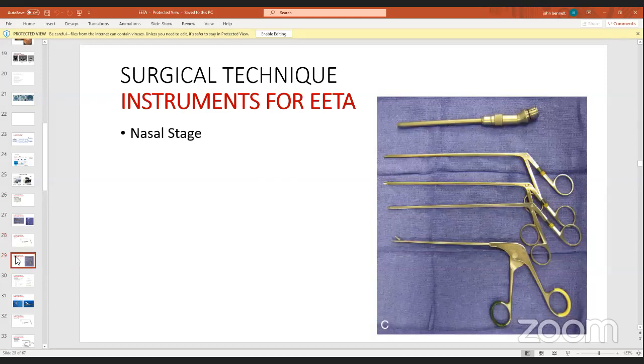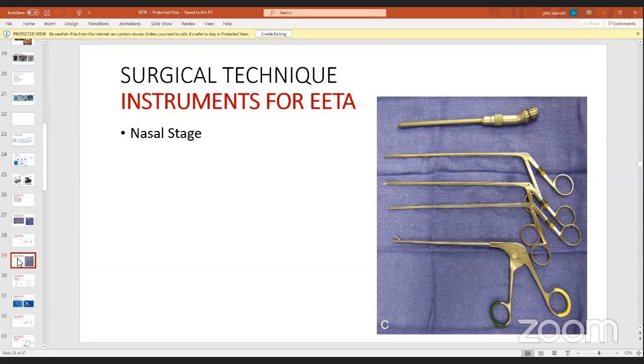Here you can have those biopsy forceps that you will use to mobilize your nasal septal flap, for example. There are scissors there that you can use to cut your nasal septal flap. I will talk about the nasal septal flap later in this presentation. And on the top here, on picture C, is the drill.